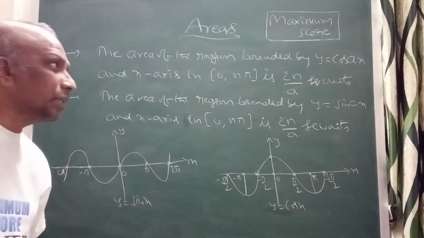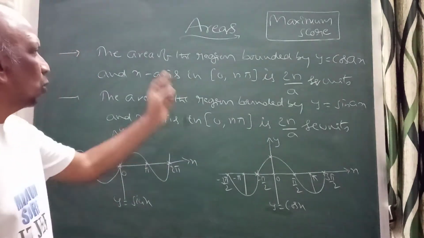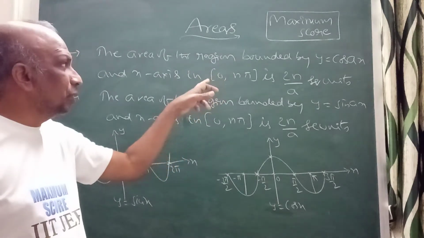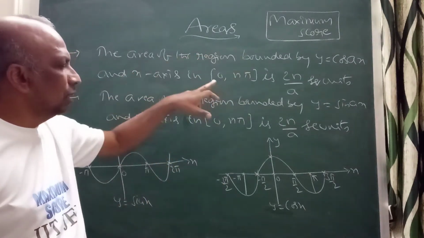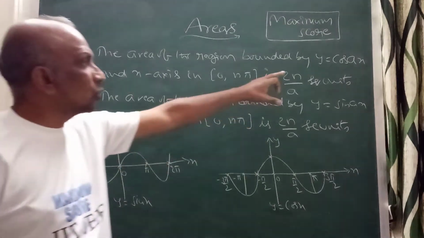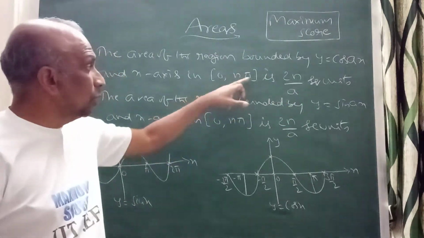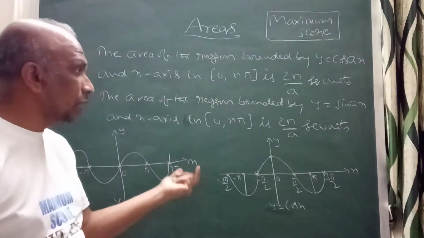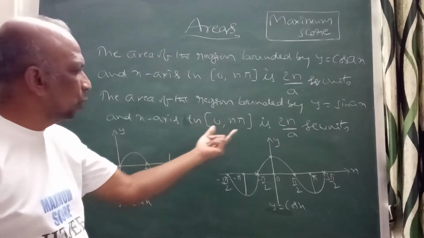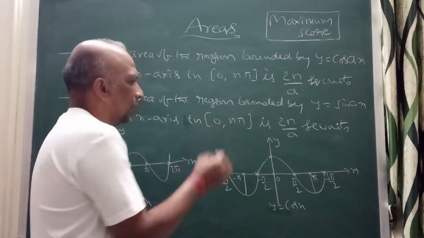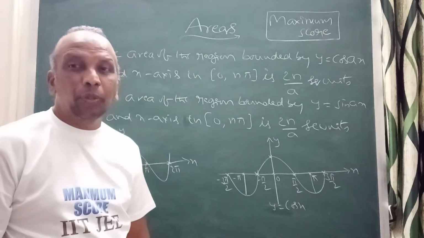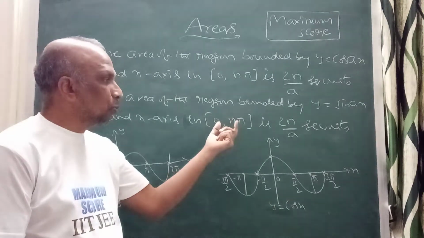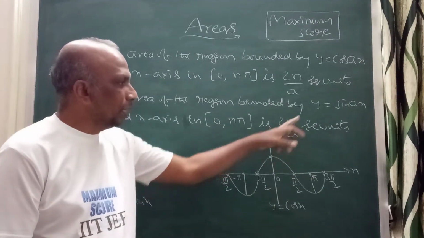Area related to sin ax and cos ax. Suppose it is cos ax and the given interval is between 0 to n pi, including 0 to n pi. This n is a multiple of pi. The area under cos ax will come 2n by a. Even sin ax is the same thing. If the given limit is 0 to n pi, the area is 2n by a. Suppose n is equal to 1, you will get 0 to pi. 0 to pi means 2 by a it will come.